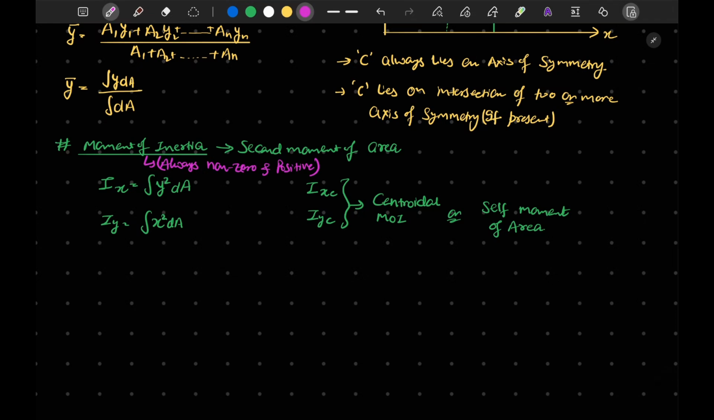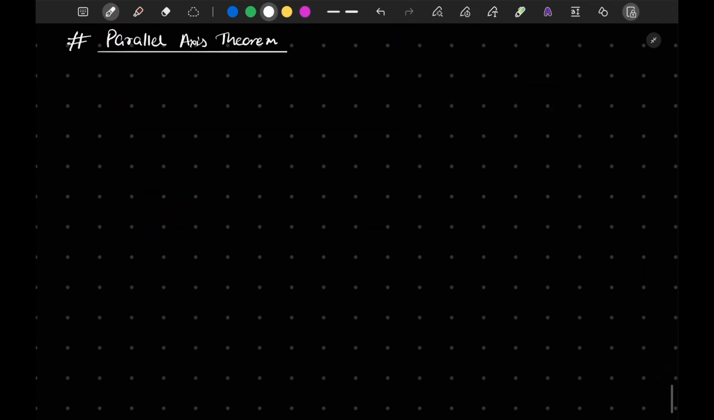I hope you remember this. So now we have one important topic that we will be frequently using in our calculation of moment of inertia, and that is the parallel axis theorem.